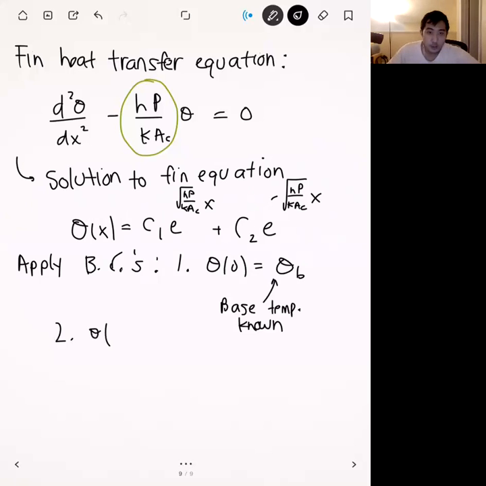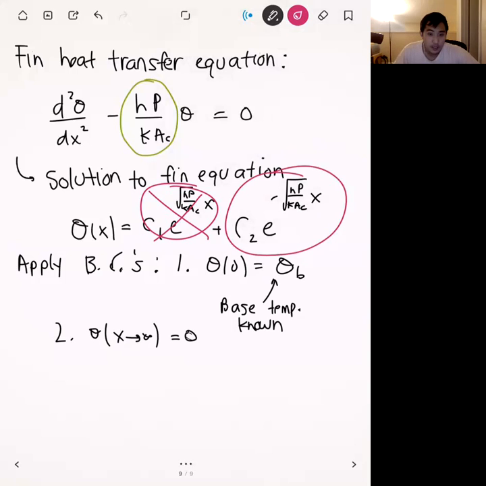Okay, and so mathematically we can say that theta as x approaches infinity is equal to zero, okay? And in order for that to happen, we can't have a term with a positive exponential, right? So if we kept that C1 term there, we basically have e to the infinity, and e to the infinity is infinity. And so in order for this to be satisfied, we can basically cross this out, okay? And then we're left with just a decaying exponential term right here, okay?